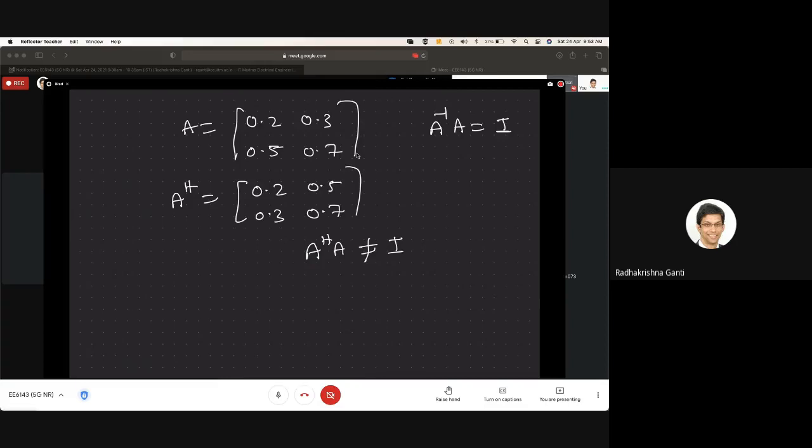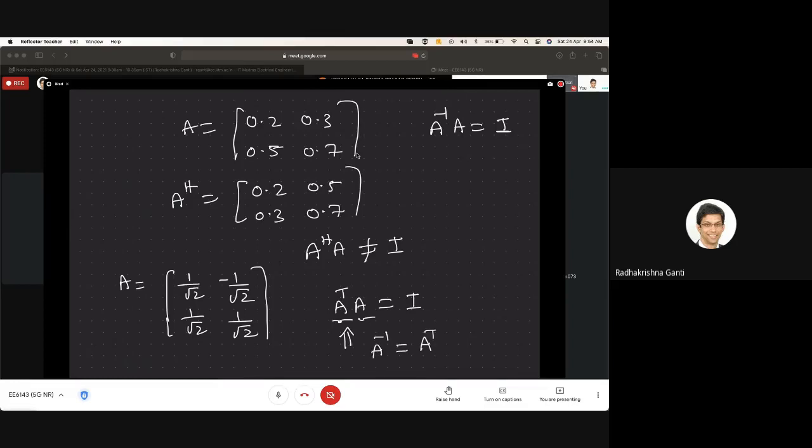But for example, you take A is equal to 1 by square root 2, minus 1 by square root 2, 1 by square root 2 and 1 by square root 2. Then A transpose A will be equal to identity. What does this mean? If some matrix into A is equal to identity, that matrix is nothing but the inverse of A. So A inverse will be equal to A transpose. You can check this. A transpose into A will be equal to identity. So this is an orthonormal matrix.